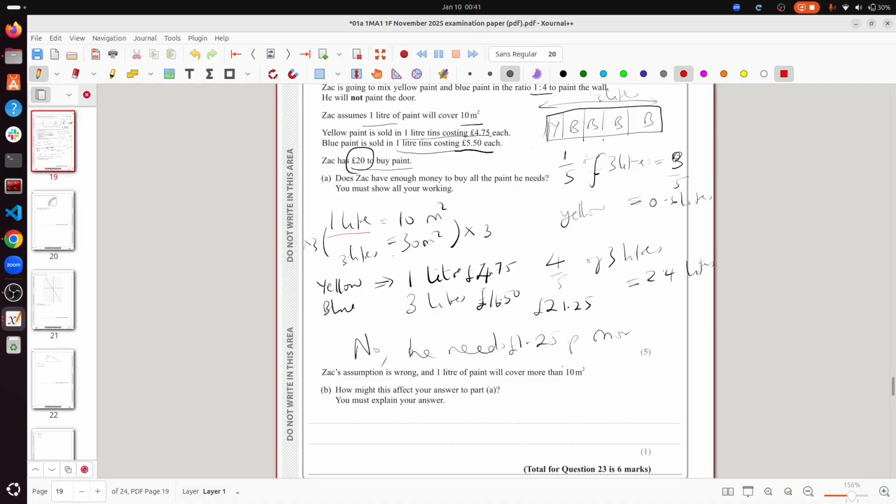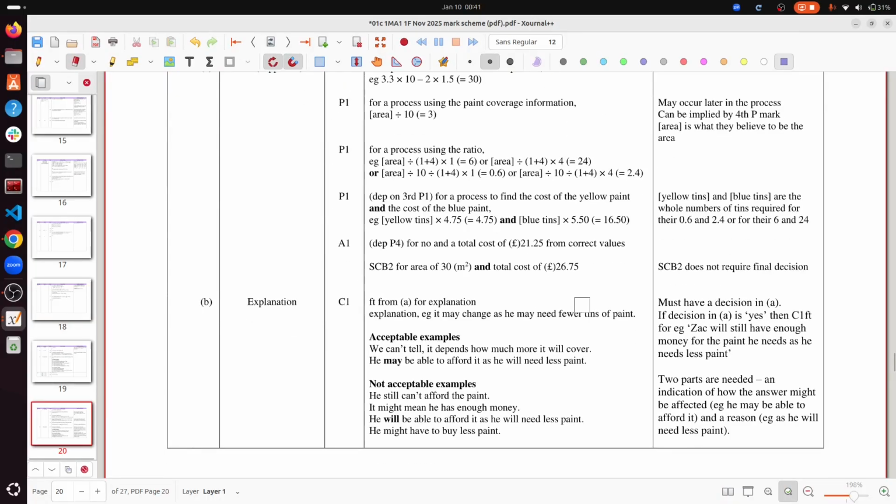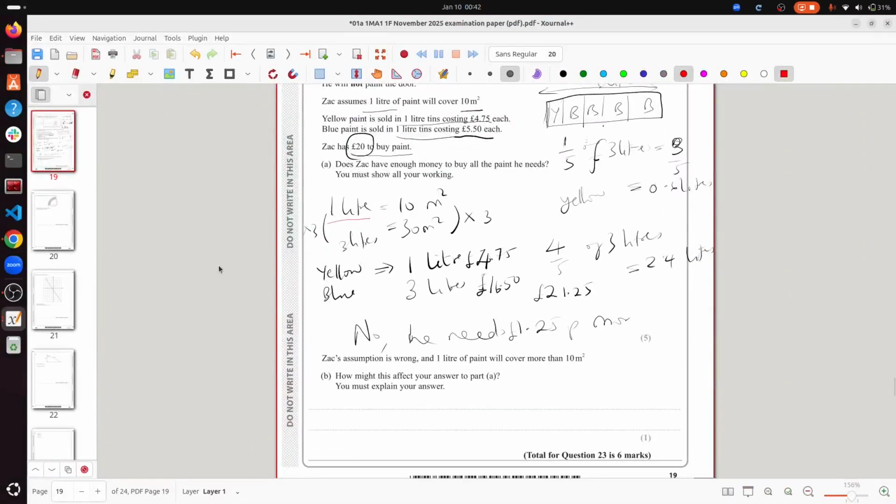How might this affect your answer to part A? You must explain your answer. That means since the value is not given, it might be less. It might be less, but we know that it might be less. So acceptable answers: we can't tell. It depends how much more it will cover. So it will depend on the values that we use. He may be able to afford it as he will need less paint, as we stated earlier. So let's go to the next one.